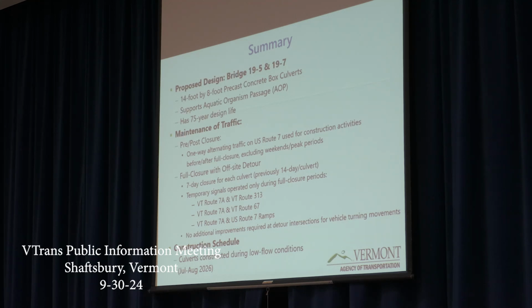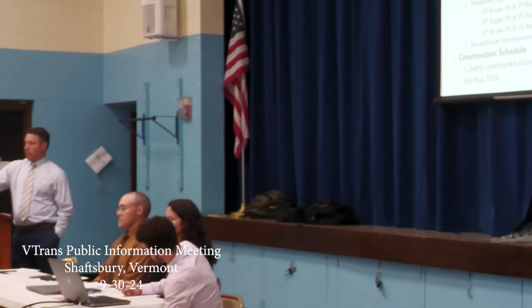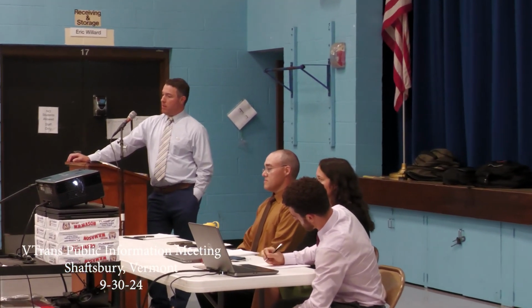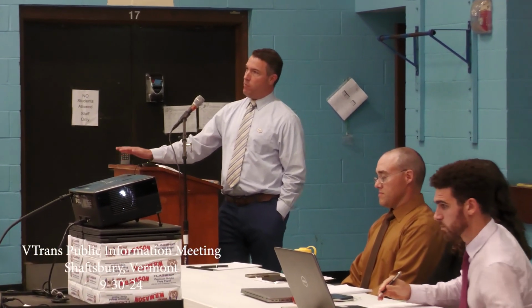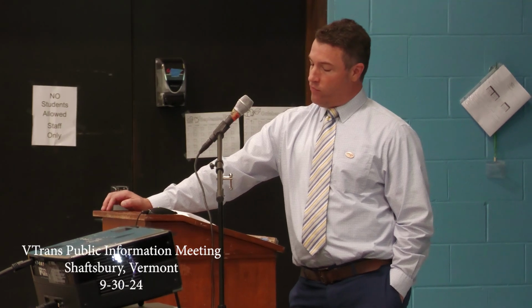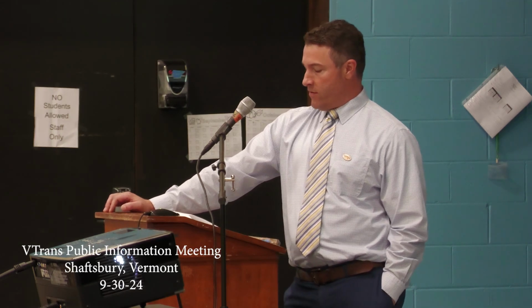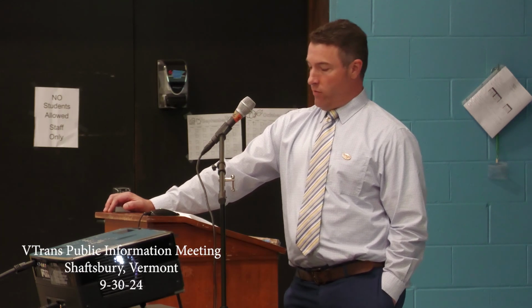I didn't mention it before, but for the full closure with the offsite detour on Route 7A, we were proposing 7 days. We had previously proposed 14 days, but 7 days for each culvert because of the pre and post work that we're doing by allowing the one-lane alternating on Route 7. We would be looking to install temporary signals during these 7-day closures at 7A and Vermont Route 313, also at 7A and Vermont Route 67, and 7A and the US 7 ramps at exit 2. No additional improvements other than signage would be required at any of those detour intersections for any of the large vehicle turning movements.